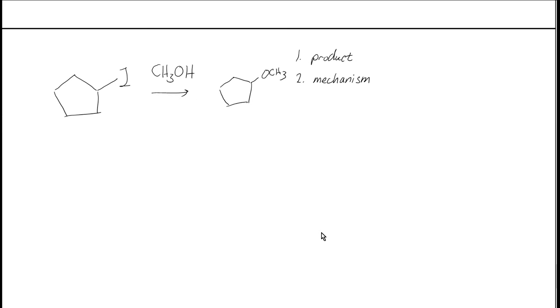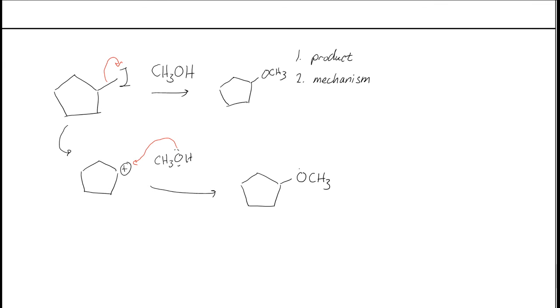So if we were to draw the mechanism, then we draw an SN1 mechanism. The leaving group leaves to form a carbocation. Then the nucleophile comes in. And finally, we deprotonate it. So I want to show you another thing that sometimes comes up. In this particular reaction, we have a pretty clear sense of what's going on in here because we know we're in a methanol solution.